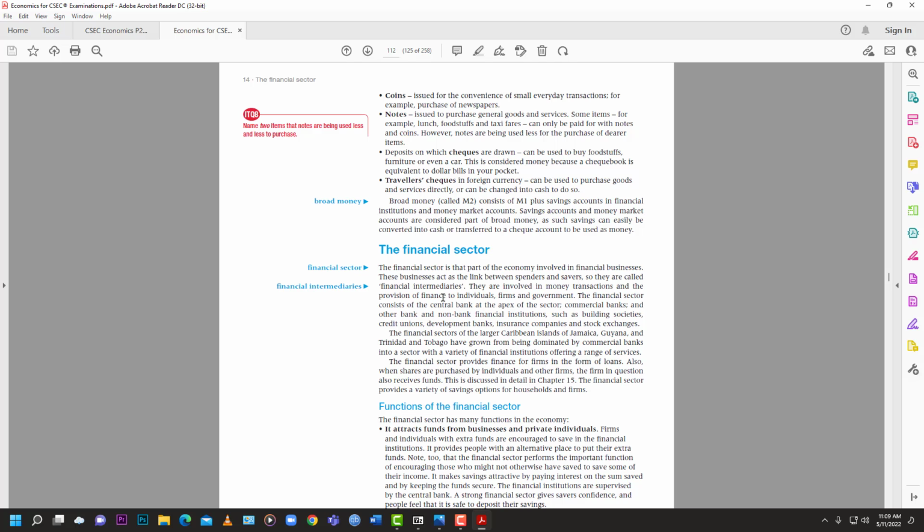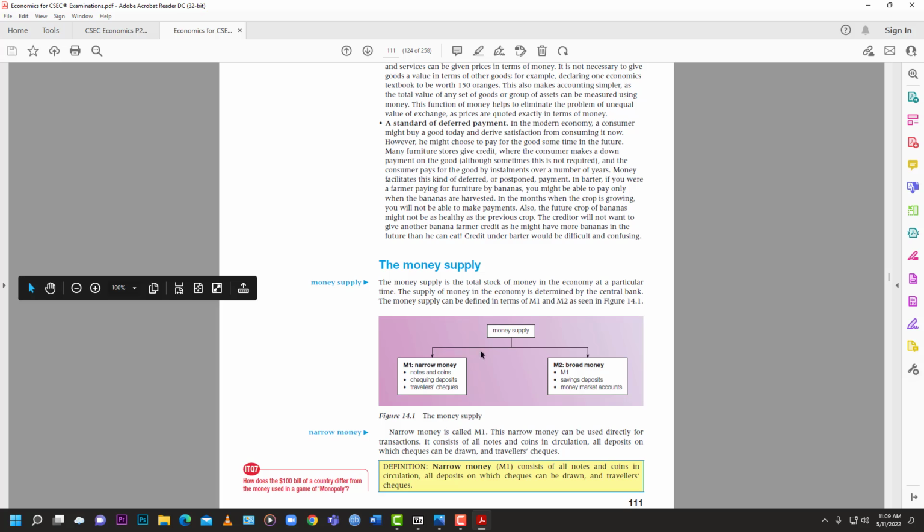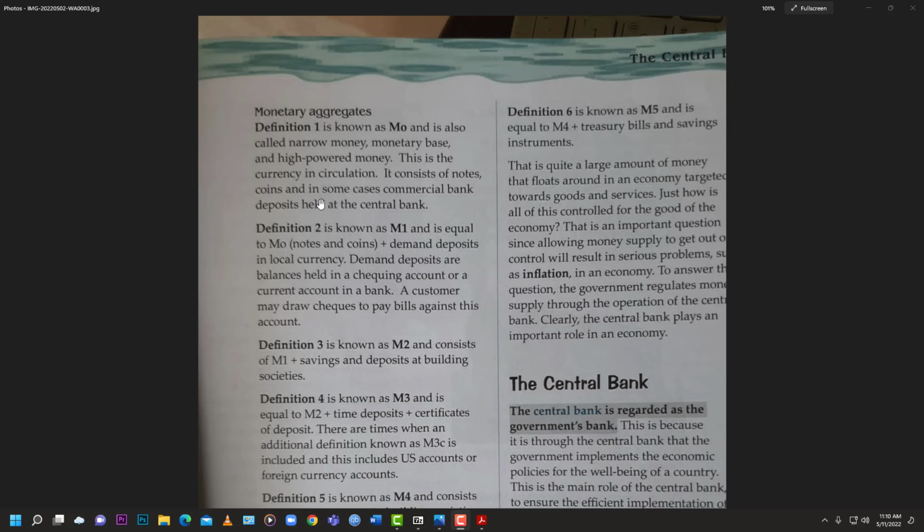And so we look at this little flowchart here to show the money supply. But now they're asking us for M0. What is M0? Another name for M0 would be the money base. That's where everything starts from, the money base. So that's basically just notes and coins. So by definition, M0 is also called narrow money in some cases, monetary base, high-powered money. This is the currency in circulation. It consists of notes and coins, and in some cases, commercial bank deposits held by the central bank.